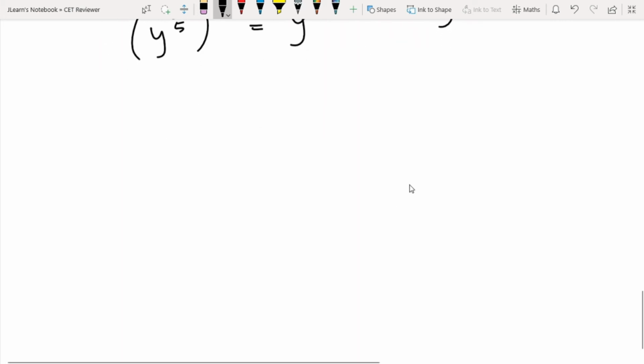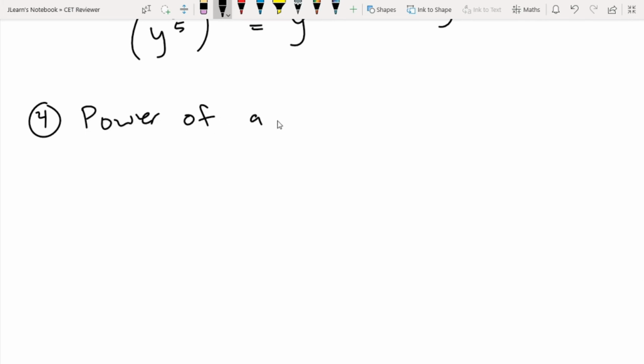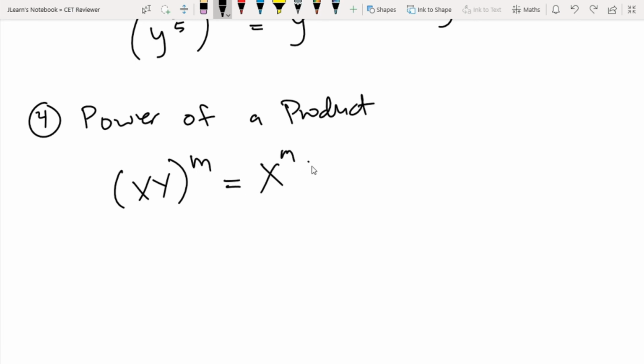Okay? Next that we need to learn is what we call the power of a product. So ang power of the product just tells us that xy, okay, raised to m ay equal sa x to the m, y to the m. Okay? So pwede mo i-separate yung mga expressions natin.